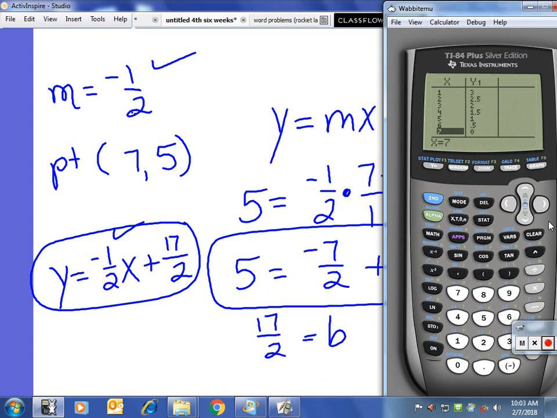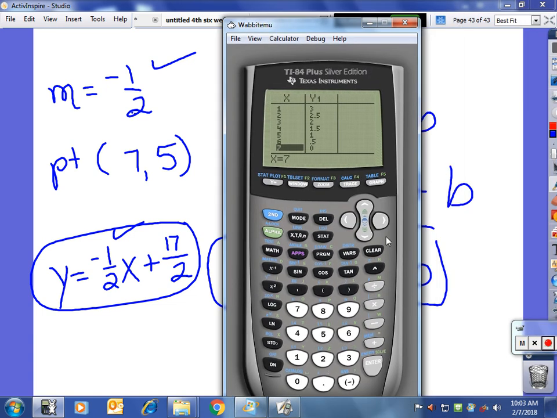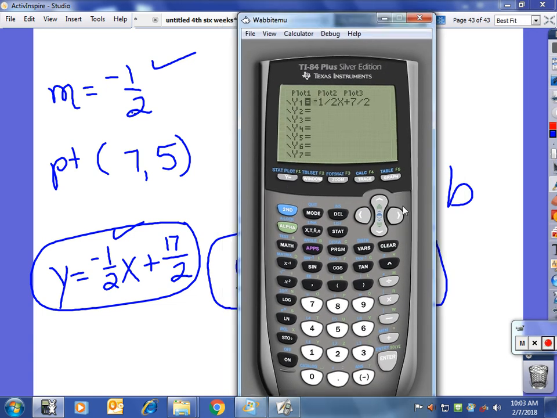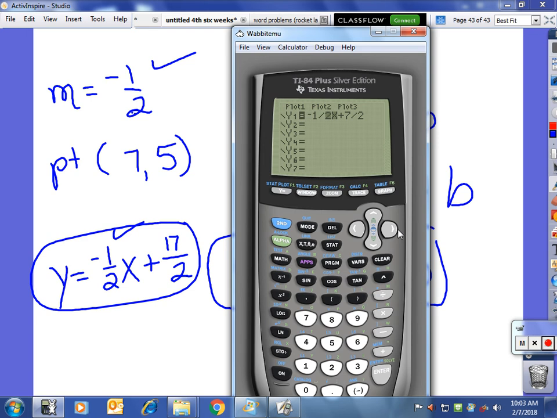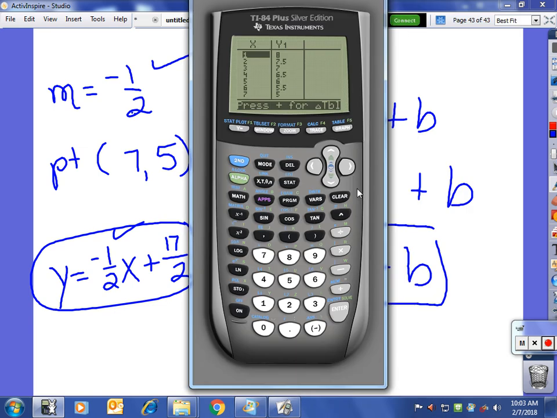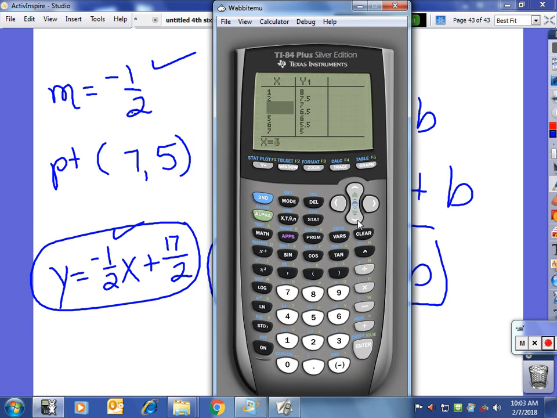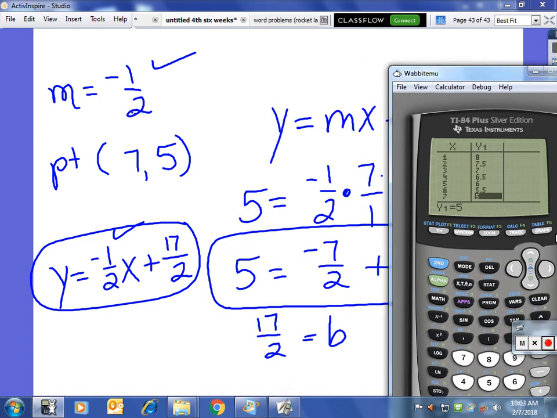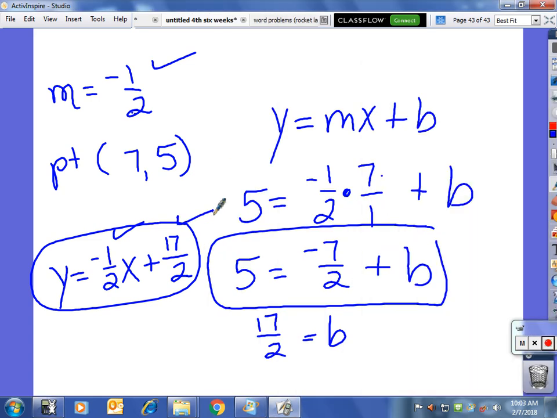Oopsie. Oh, I put 7 over 2. Whoopsie. It's 17 over 2. Okay, be careful when you check your check. All right, now, 7.5, there it is. I put it in the calculator wrong. 7.5 is there. Okay, so I feel confident that this is the right answer in slope-intercept form.